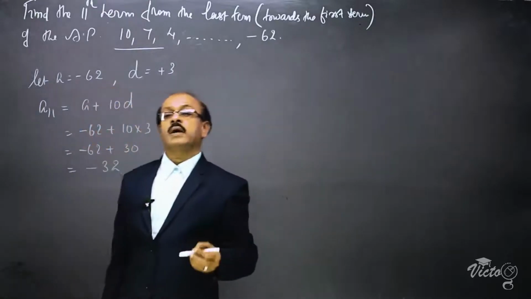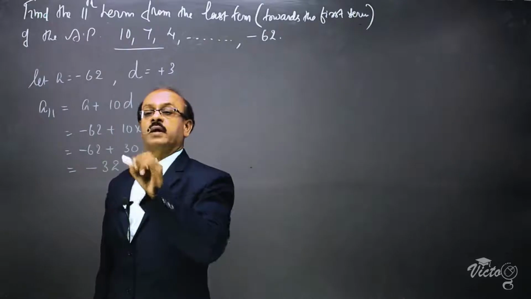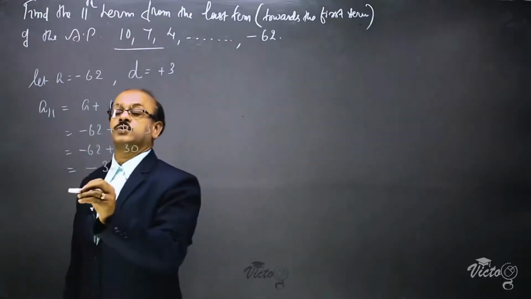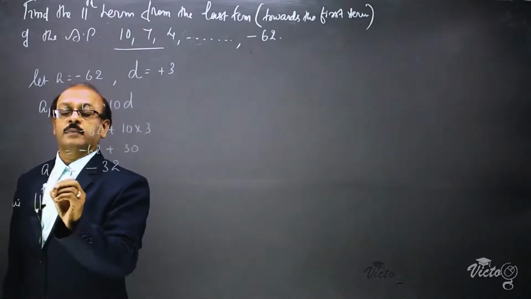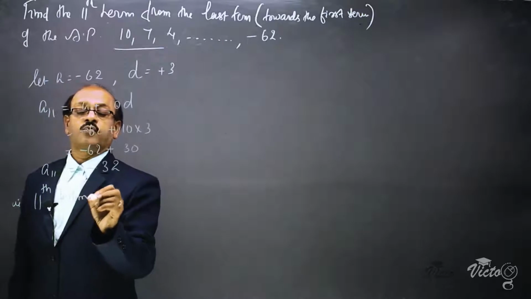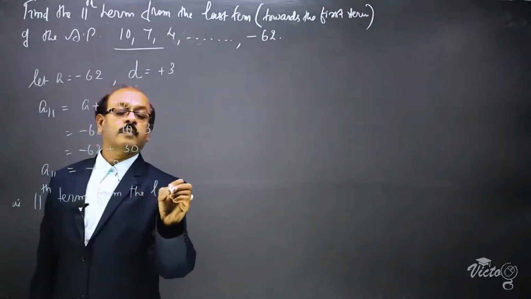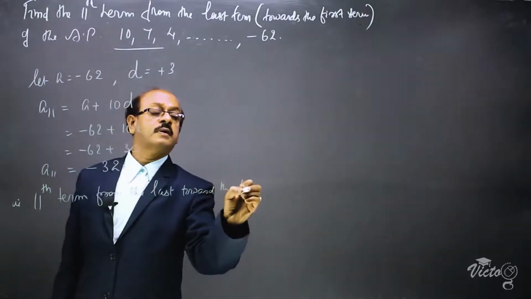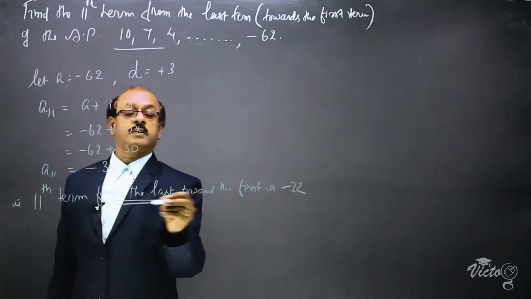How did we get minus 32? We are subtracting 30 from 62 and giving the sign of the larger number. It is minus 32. A11, that is the 11th term from the last towards the first, is minus 32. This is the answer.